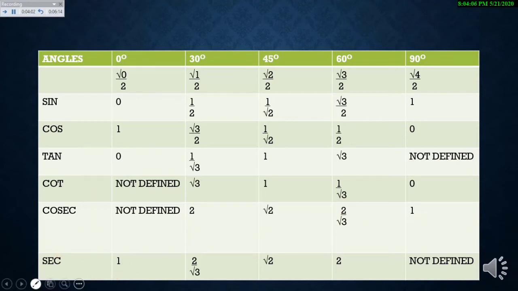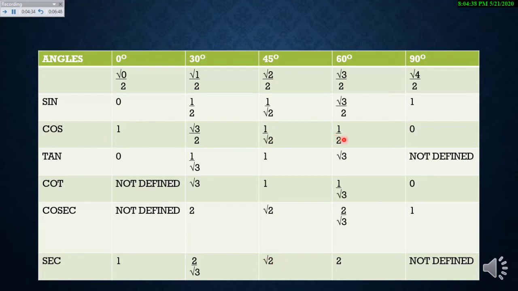Now secant. Secant is the reverse of cos theta. Secant is 1 by cos theta. So cos 0 is 1. Secant 0 will also be 1, because it is 1 by 1. Numerator is also 1. Denominator is also 1. So secant will also become 1. Cos 30 is root 3 by 2. Secant 30 is 2 by root 3. Cos 45 is 1 by root 2. Secant 45 is root 2, because this root 2 goes in the numerator, so it becomes root 2.